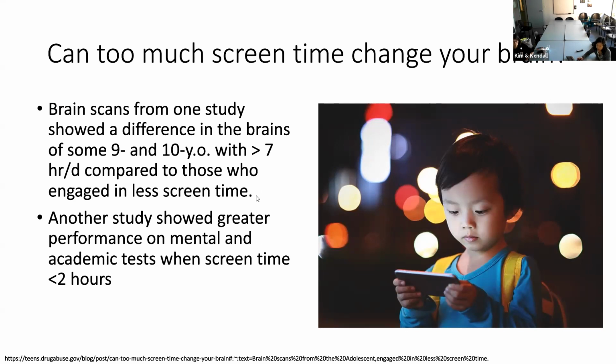We're not really sure what this means, but it suggests that there may be a connection between screen time and brain development. And there's another study that showed there was greater performance on mental and academic tests when screen time was less than 2 hours, but also when you had a well-balanced diet and regular sleep, at least 8 to 10 hours, and that's where that 5-2-1-0 comes from.